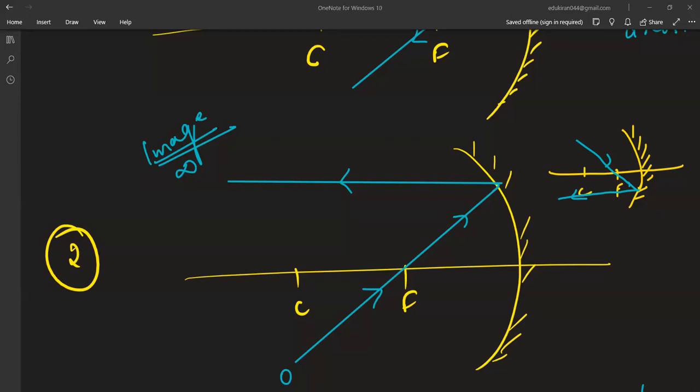The object is kept at an angle here. This is the point O, from where the rays are passing through the focus and becoming parallel back.